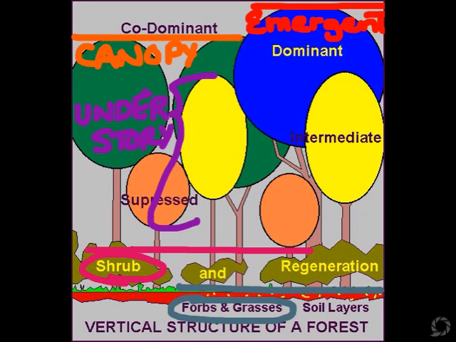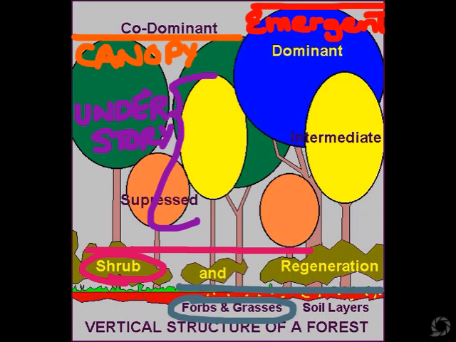Hi everybody, here's a little series of slides that I'm going to narrate that will give us a look at some aspects of community structure or biome structure. So far we know that communities are made up of different populations of organisms, different species, all living in the same place and time. We need to think about how those species are arranged in space.